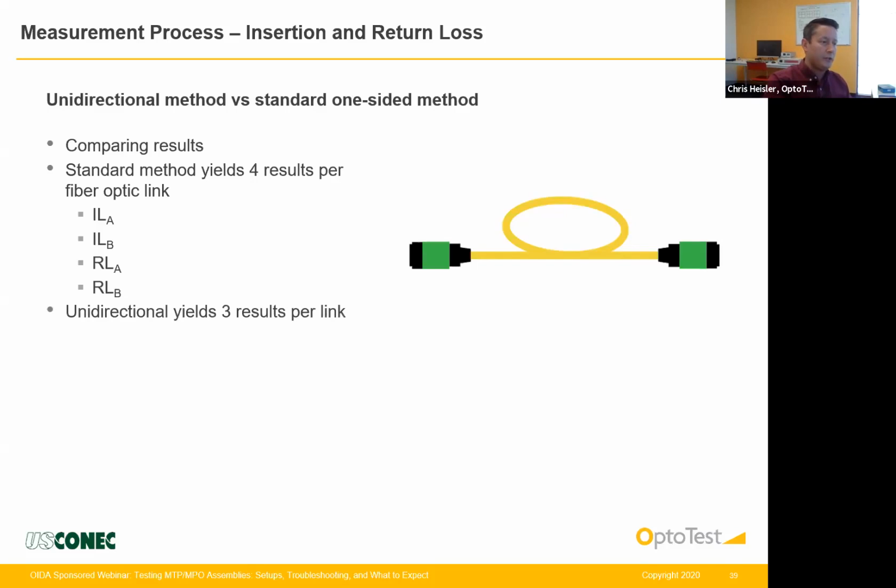So you get 4 independent results. The unidirectional yields 3 results per link. So you get the IL total, which is the summation of ILA and ILB, but you don't know what the value of ILA or ILB is. You just get the total of it. You'll get RLA, which is the return loss of the front side, and you'll get RLB, which is the return loss of the back side.